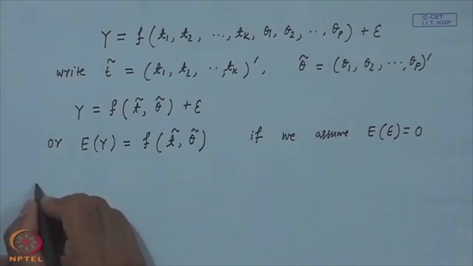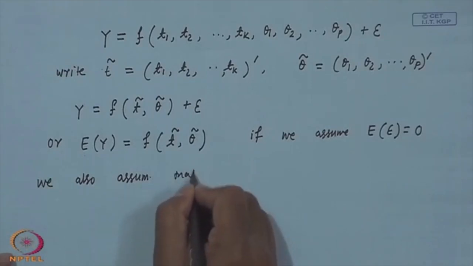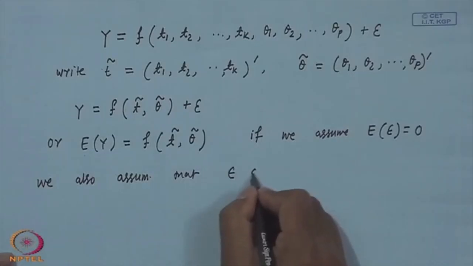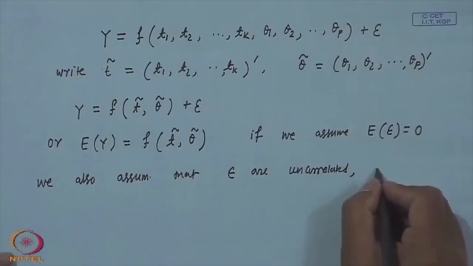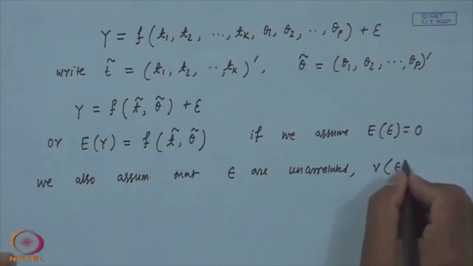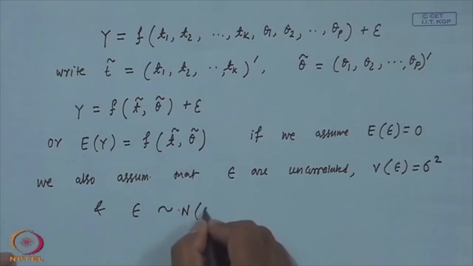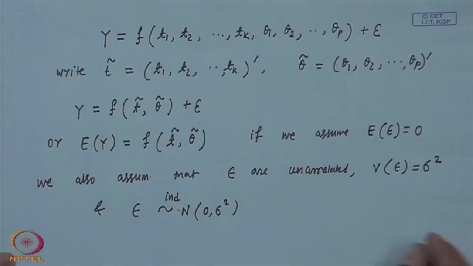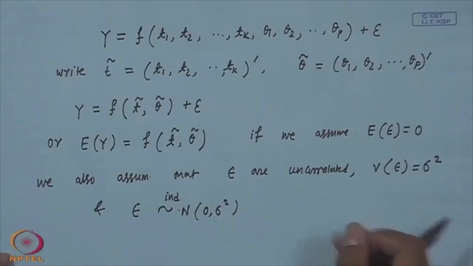Okay. So, we also assume that the epsilons are uncorrelated, that is, and also the variance of epsilon is equal to sigma square, and the epsilon vector follows normal 0, sigma square, so independent. Okay, so these are the basic assumptions we make in case of the simple or multiple linear regression model also. So, the same thing is true here also. We are making the same assumptions for the nonlinear model here.